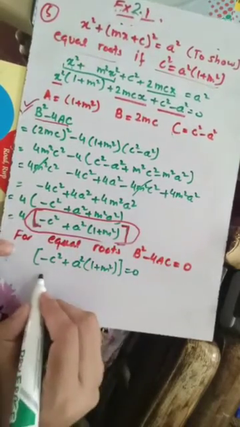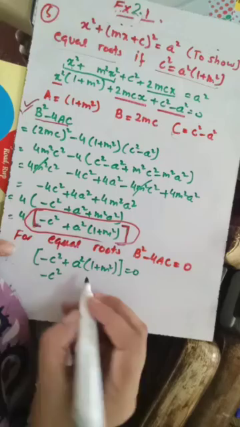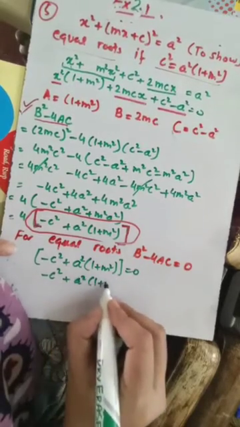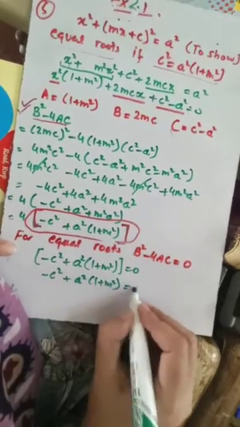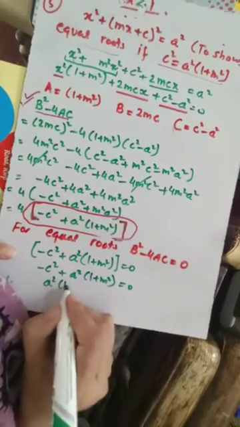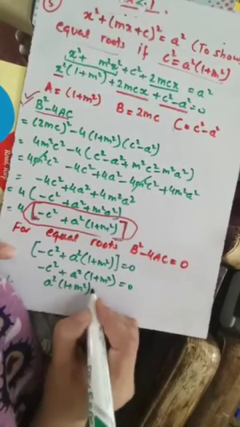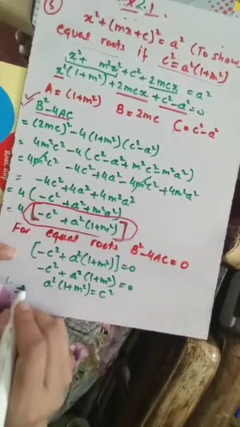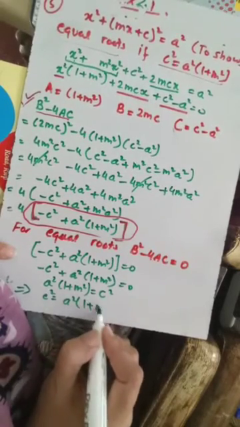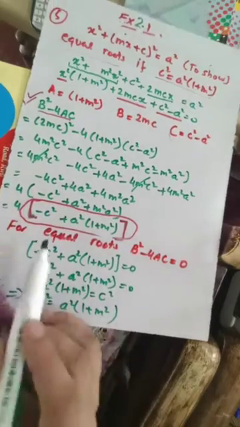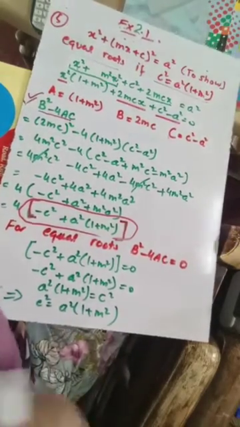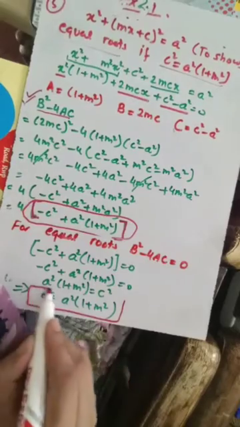Okay, and now calculating this, what do we get? Okay, and shifting c square to the other side, c square will be, or we can also write it as c square is equal to a square into 1 plus m square, and this is what they had asked us to prove.